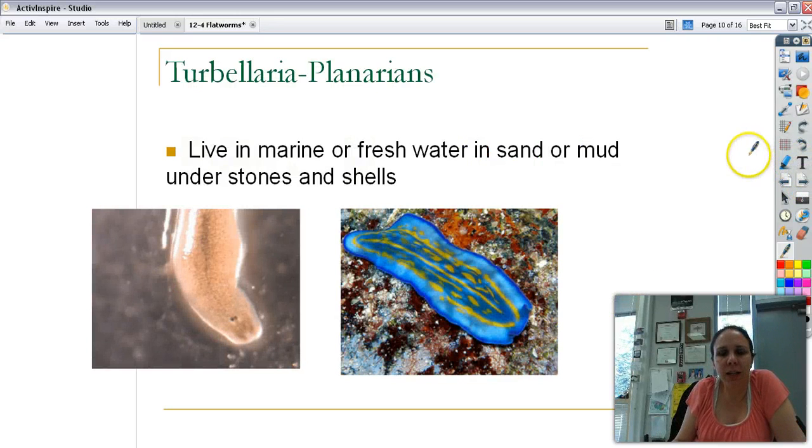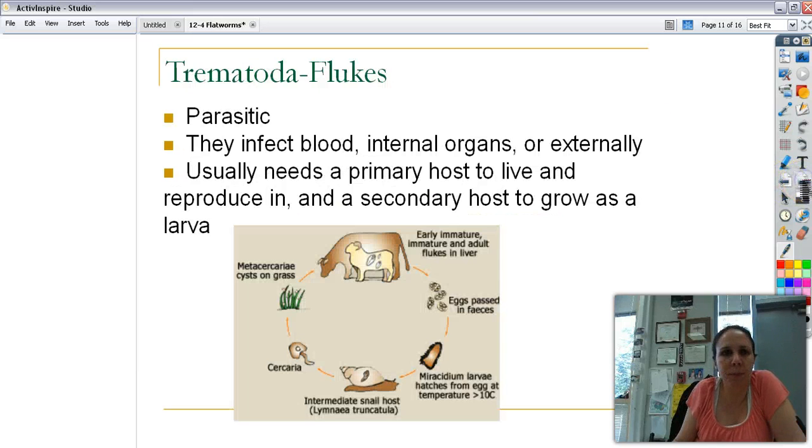Alright, let's take a look at the three different classes and what they look like. The first one, class Turbellaria, are the planarians. And these guys are really cute. They can live in marine situations, like this really pretty one here, or freshwater, like this little goofy one right over here. They can also live in sand or mud and under stones and seashells.